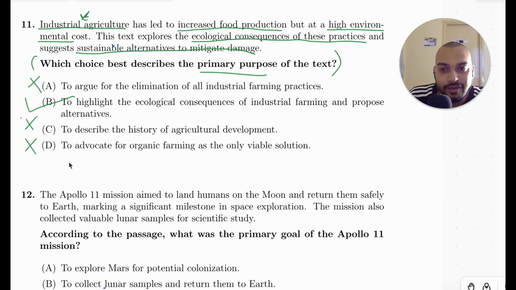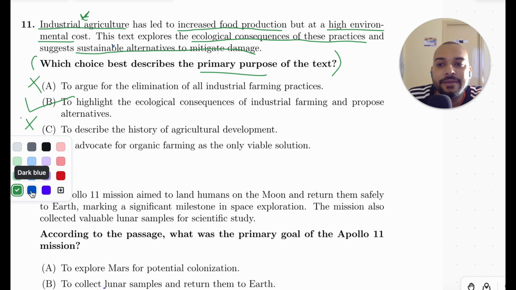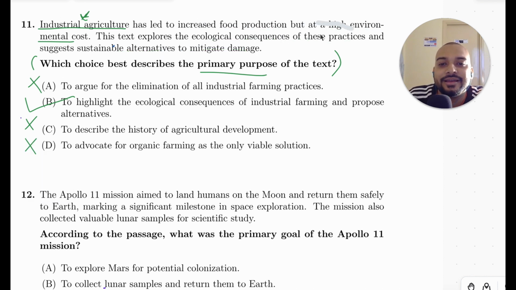Also, one good thing to note about this text: this question is a lot different from the other questions that you've seen till now on this worksheet. Why? Because this question itself gives you the answer. If you read this properly again, it directly says this text explores the ecological consequences of the practices and suggests sustainable alternatives to mitigate damage. The answer is right here. They've explicitly mentioned that this text explores this. This is the main idea.